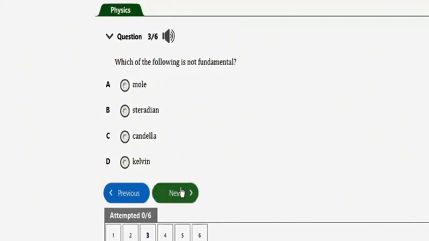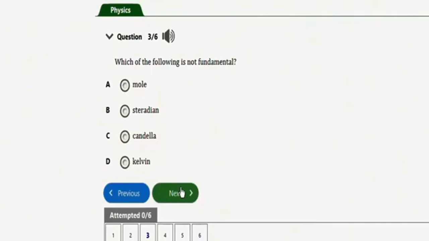So the next one is this. It says, which of the following is not fundamental? So basically, which of the following is not a fundamental unit of quantity? So we have option A to be mole, option B steradian, option C candela, option D Kelvin. So the correct option to this question is option B, steradian. Steradian is not a fundamental quantity.